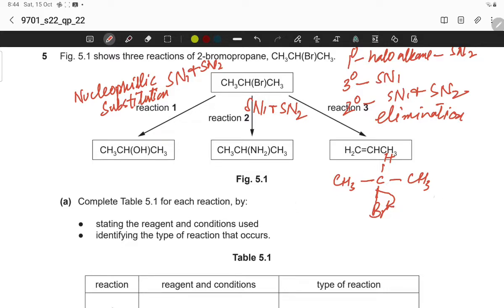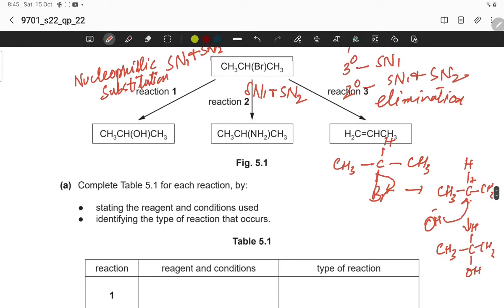and in the next reaction, CH3CH+CH3, a carbocation is formed, and in the next step OH- attacks to form CH3CHOHCH3, and in CH3CHNH2CH3, so this is another reaction.